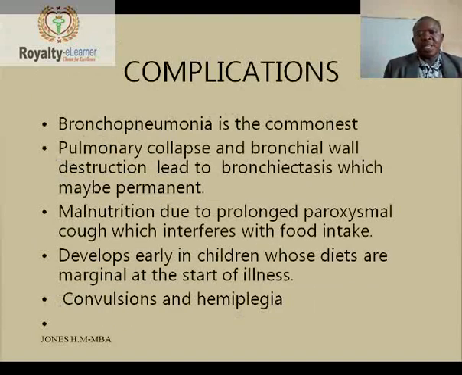What are the complications of whooping cough? Bronchial pneumonia, and this is the commonest. Pulmonary collapse and bronchial wall destruction may lead to bronchiectasis, which may be permanent. Malnutrition due to prolonged paroxysmal cough, which interferes with food intake. In the coughing, feeding becomes a problem.